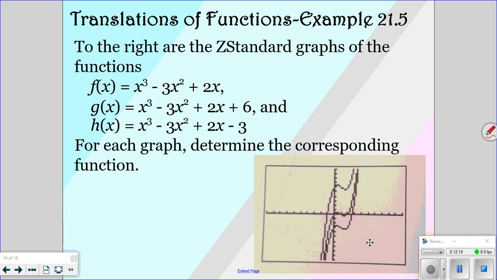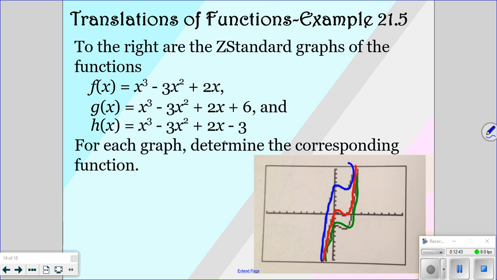Okay. Now they give us a graphing calculator picture, and they want us to determine which is which function. So I'm going to color them in green and red and blue. I'm going to make this bottom one green, next one red, and then the next, just so that it's a little bit easier to refer to.